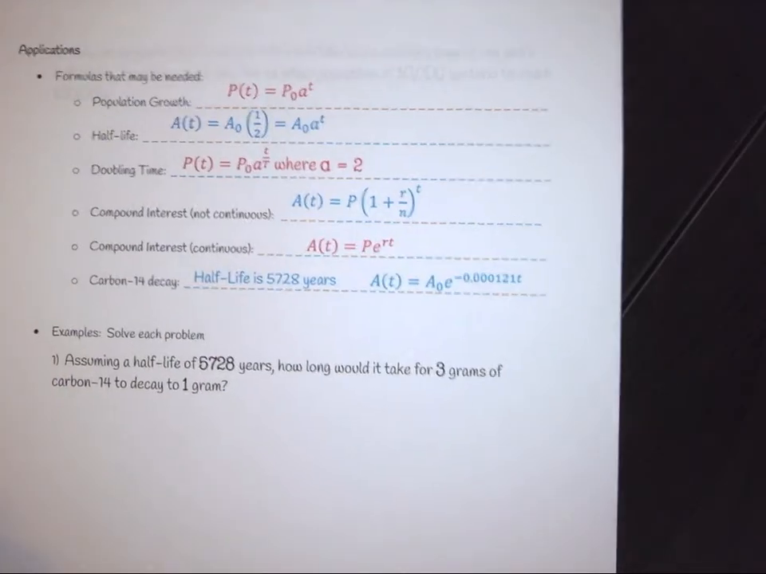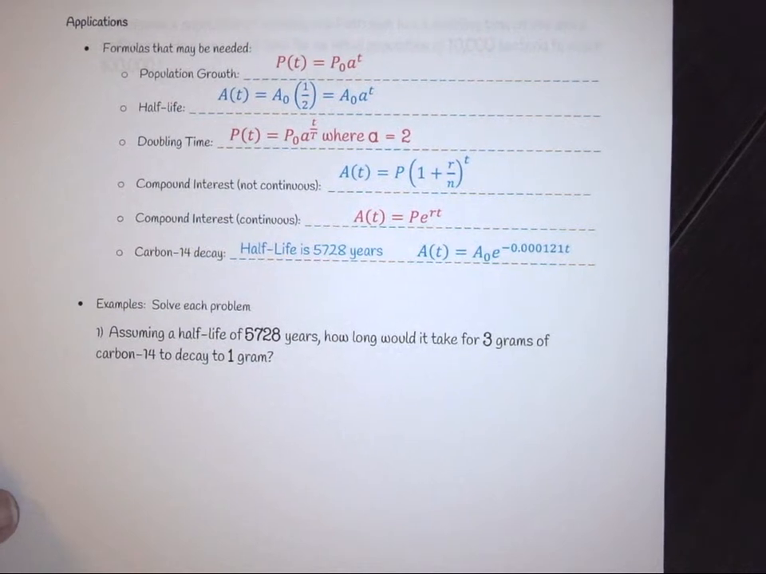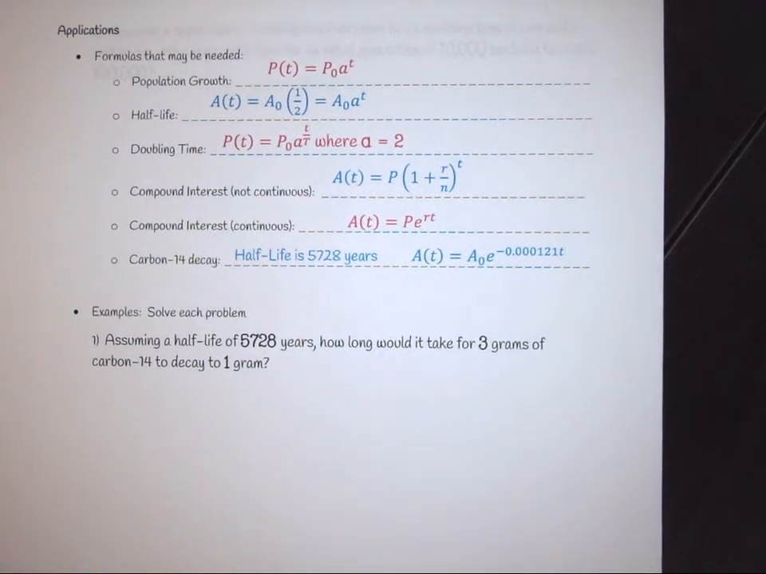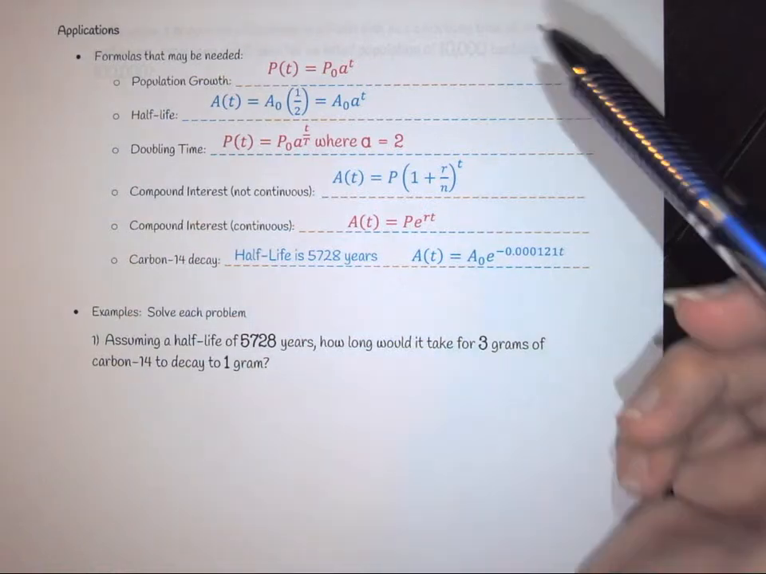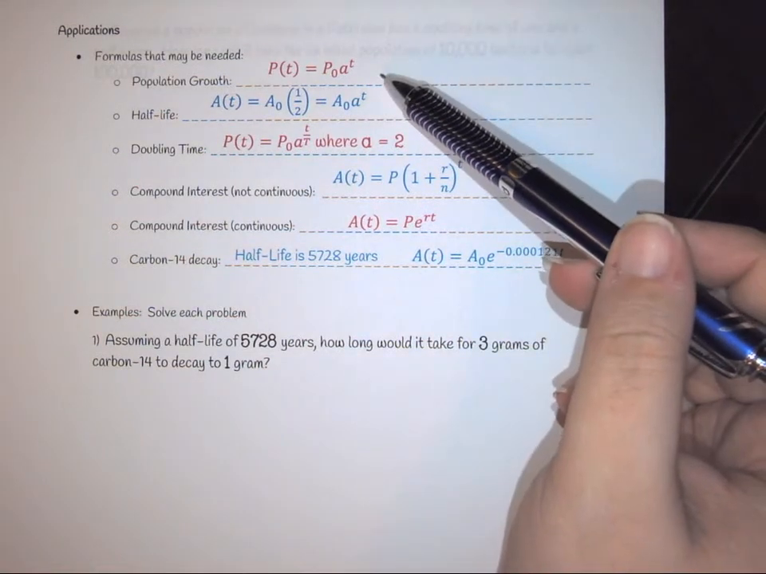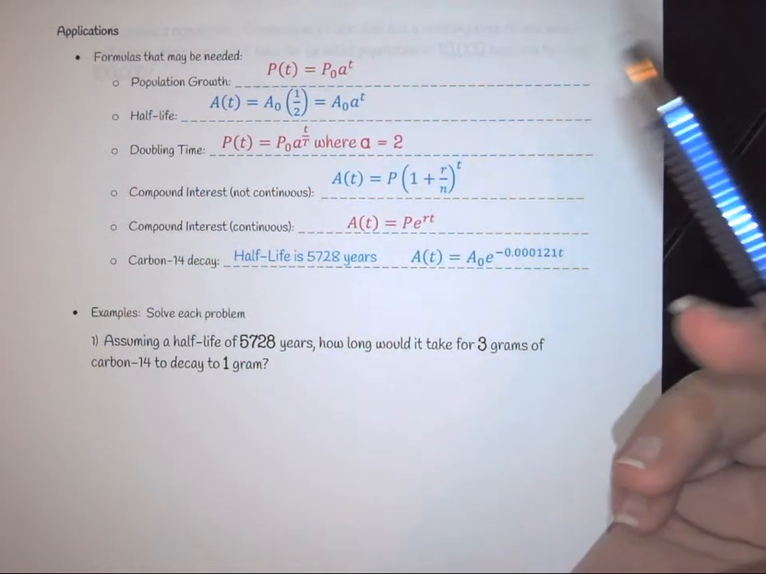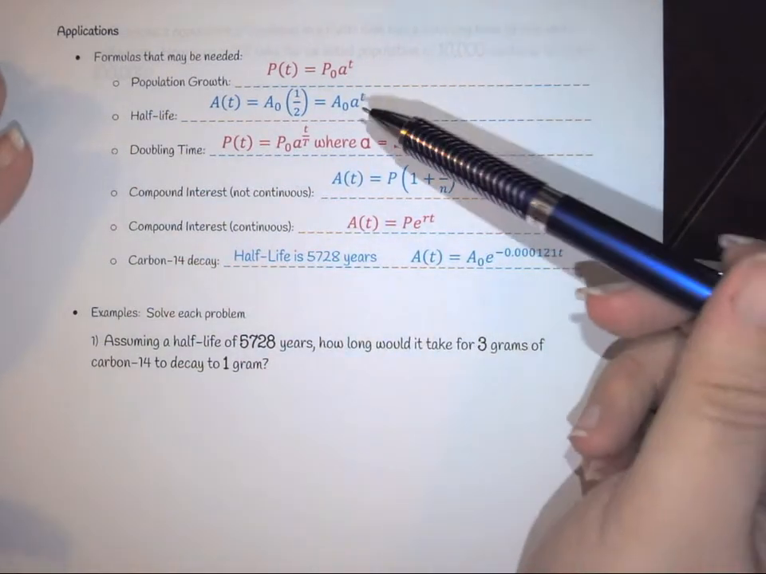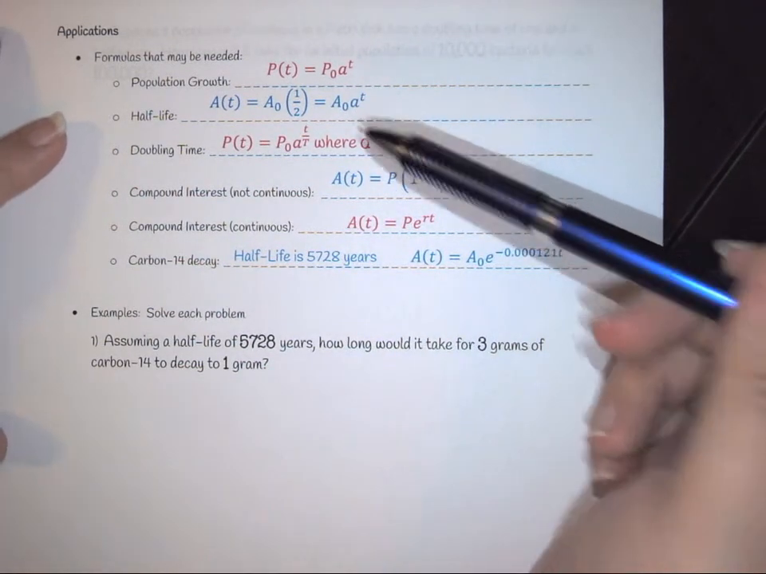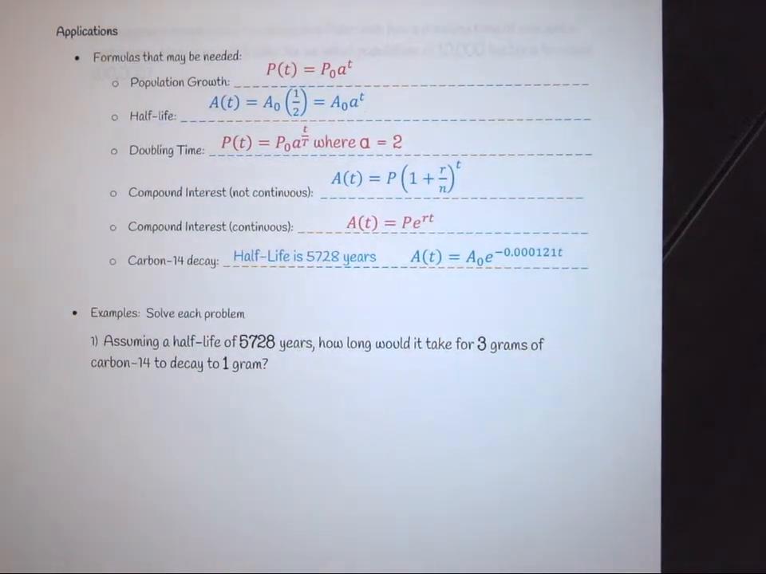Now, along with logs and exponentials, we have some applications. And so again, we need to remember the formulas that you have to use with those applications. So this first one up here is population growth, where P0 is your initial population. The next one down is your half-life. Half-life is a decaying function. So it's talking about how long it takes a substance to reduce down to half its size.